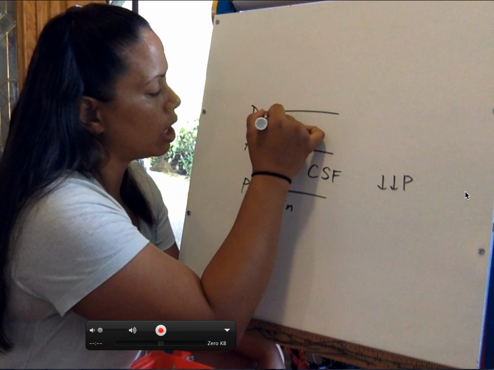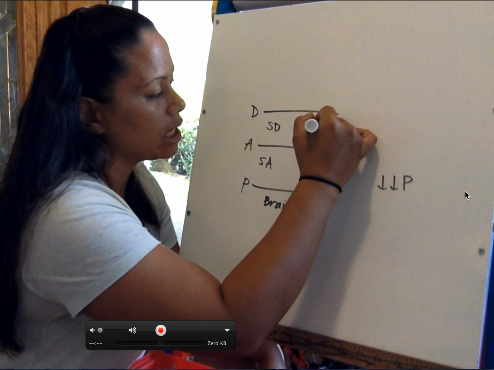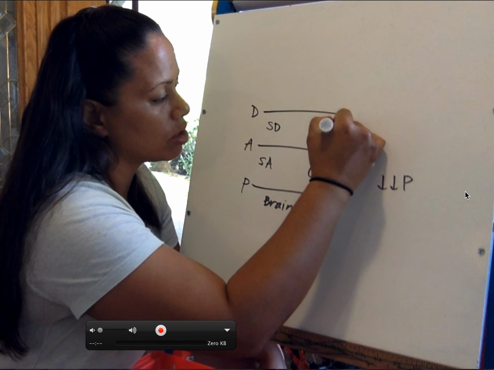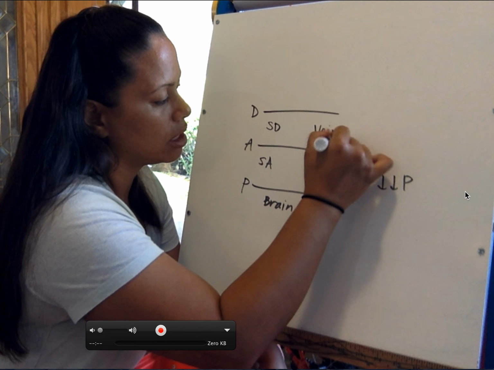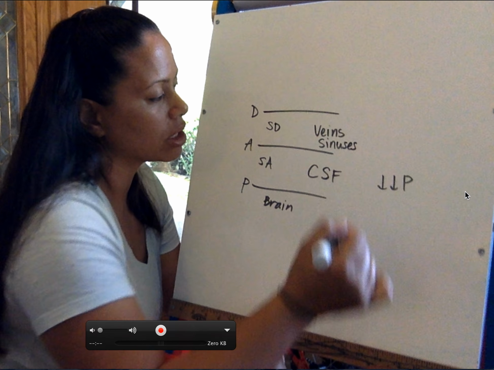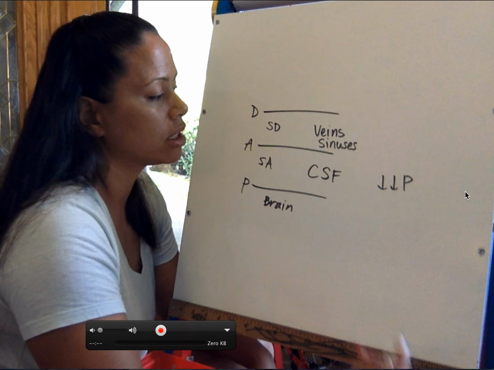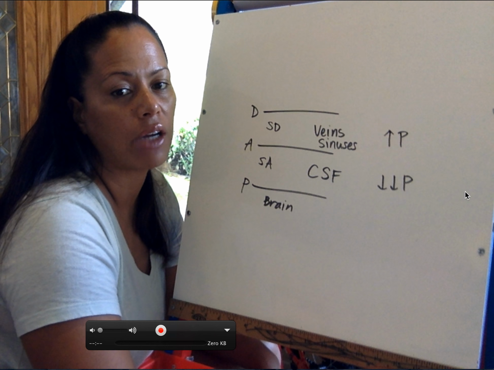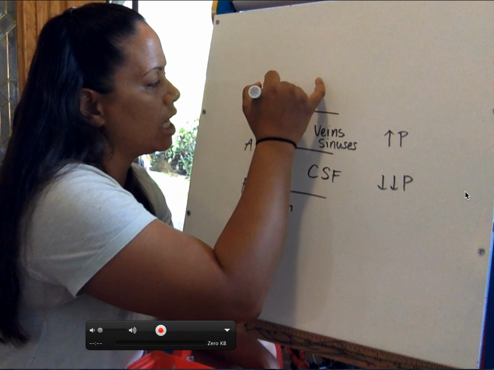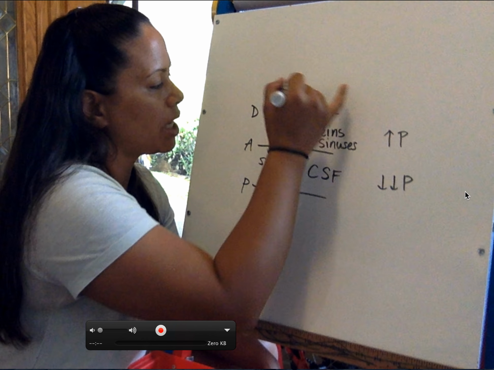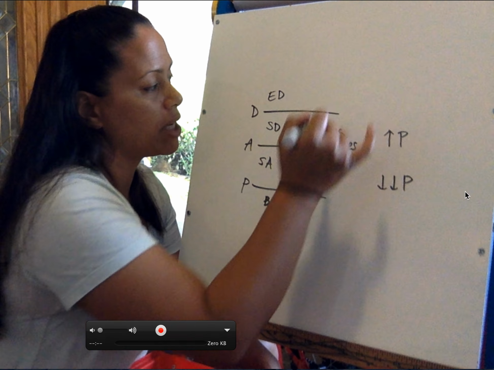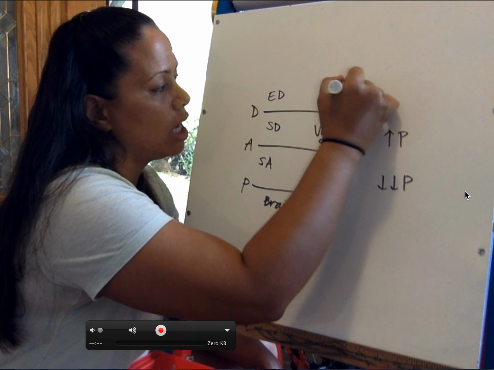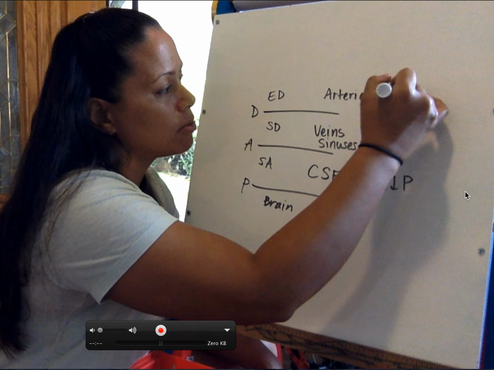Underneath the dura is the subdural space, and it contains veins, and the veins are also known as sinuses. So inside of the brain, they're called sinuses, but they're actually veins. They're not high pressure, but they're a little bit higher than CSF. And then you have the epidural space, and this epidural space contains your arteries. And arteries are the highest pressure of them all.